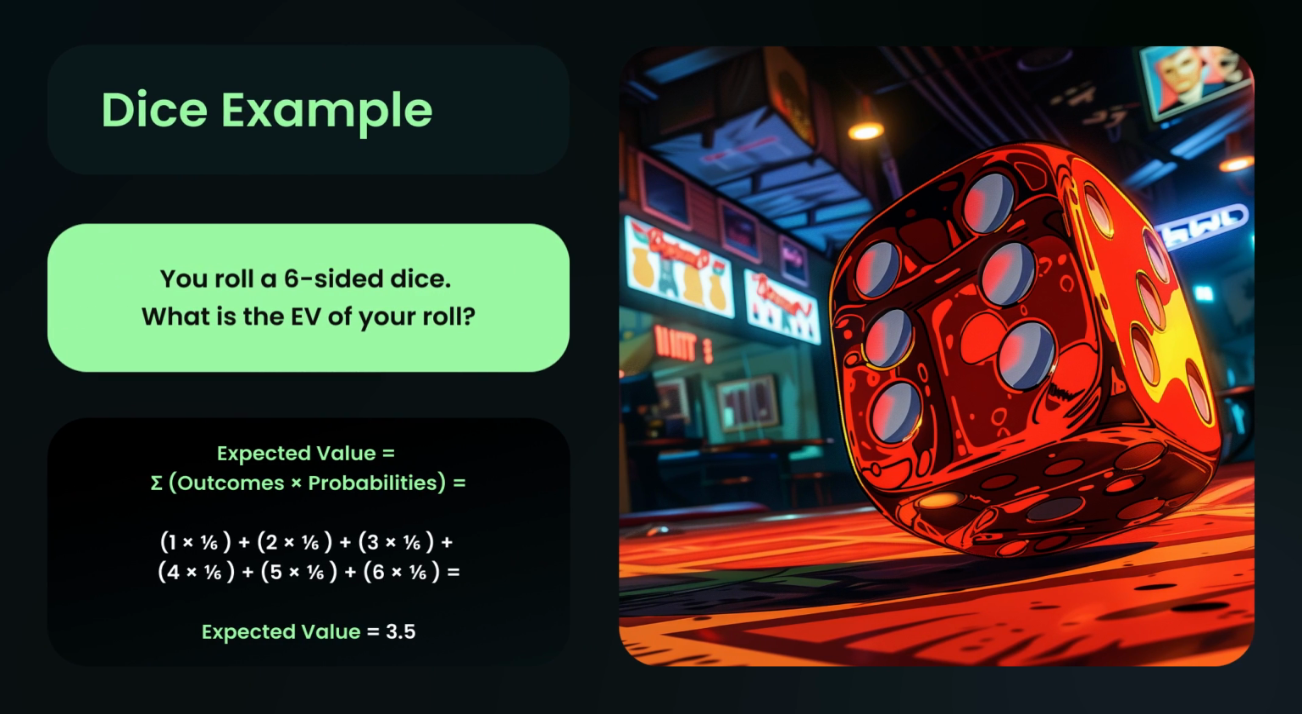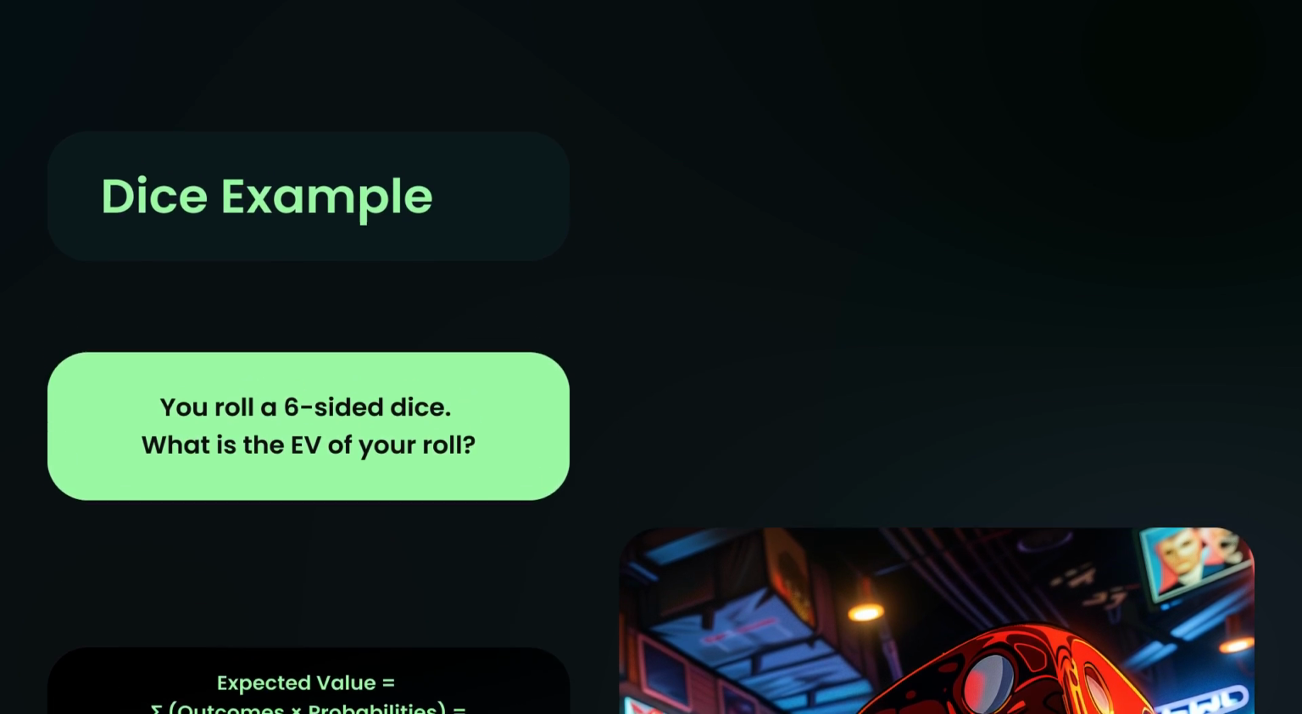You roll a 6-sided dice, and you want to calculate the expected value of your roll. You have a 1 out of 6 chance of rolling any number on a dice, and you can get a 1 through a 6. So just multiply each number by 1/6, add them together, and you end up with 3.5. Pretty easy in this case. All right, let's make it a little more interesting.